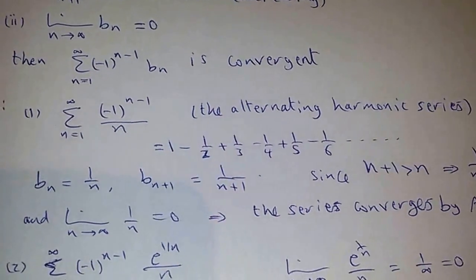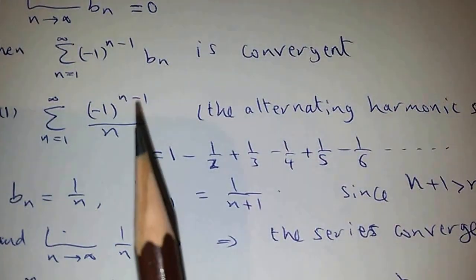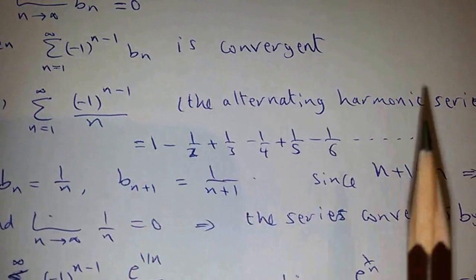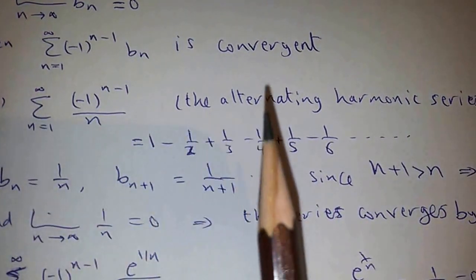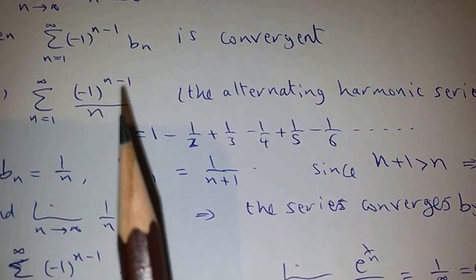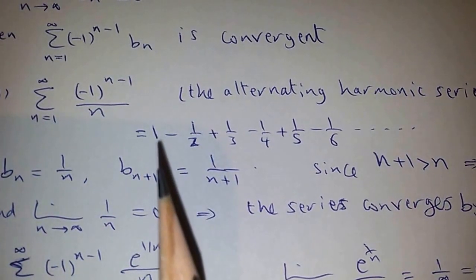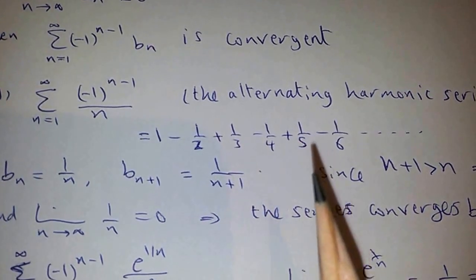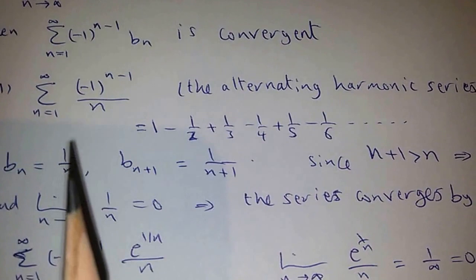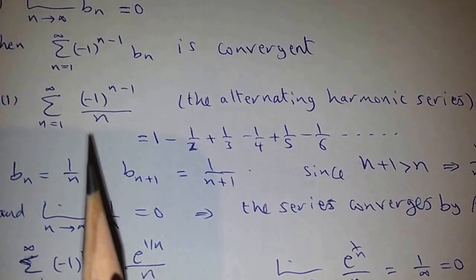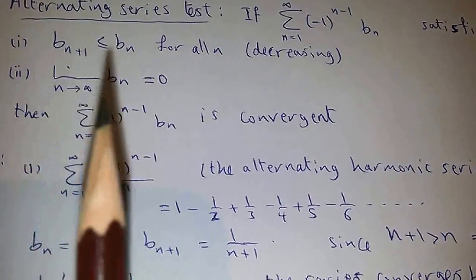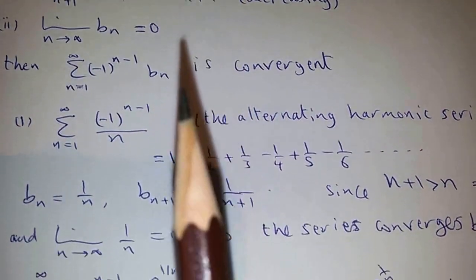This is the first example. Summation (-1) to the power n minus 1 over n. We know that 1 over n is the harmonic series, so they call this the alternating harmonic series. If n is 1, it would be (-1) to the power 0, so it is 1 minus half plus 1 over 3 and so on. It is an alternating series, so we always use the alternating series test. This test is specially designed for alternating series.